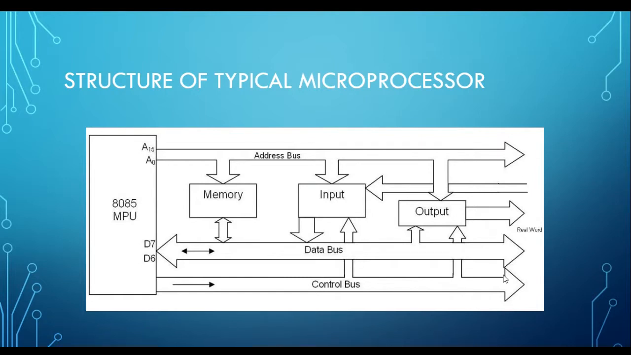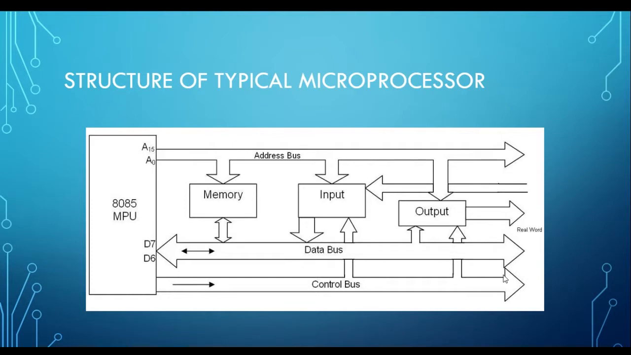8085 is normally used in stuff like traffic lights. You can still see this 8085 being used in traffic lights. Other examples, some of the early versions of computers actually used 8085. Okay, so this 8085 is basically an Intel product.